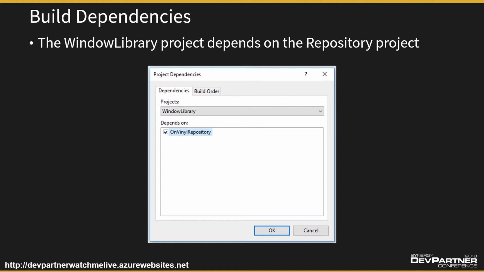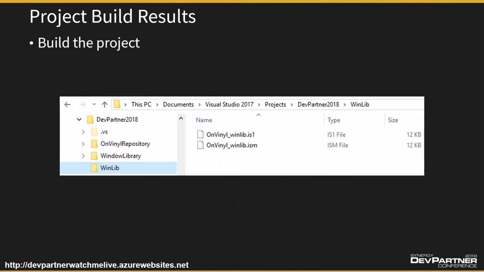From the project menu, we can select the project dependencies and bring up the project dependencies dialog. In this dialog, we can link projects together simply by selecting the one that, if it's changed, will cause this project to build. So checking the on-vinyl repository ensures that if we change the repository, the Windows script will build. And we'll see the results of that dependency in a future exercise.